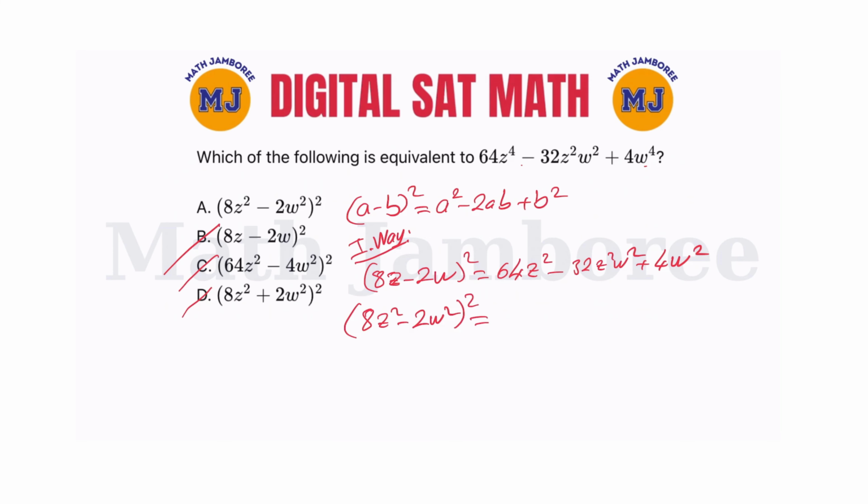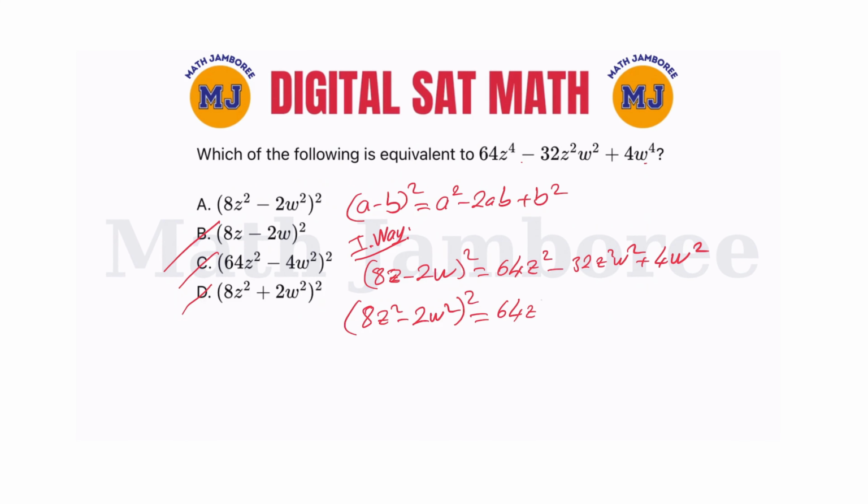So the first term squared is 8 squared, which is 64. z squared to the power of 2 means z to the power of 4, because we multiply 2 by 2. Minus 2 times 8 is 16, 16 times 2 because of the formula, right? We're going to double it. It's 32 z squared and w squared, and plus the second term squared. 2 squared is 4, and w squared squared is w to the power of 4. So because of this, the answer is choice A.